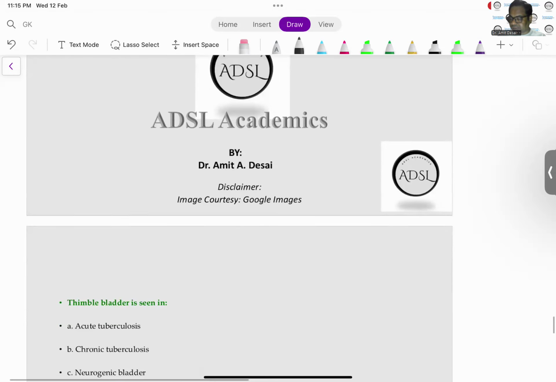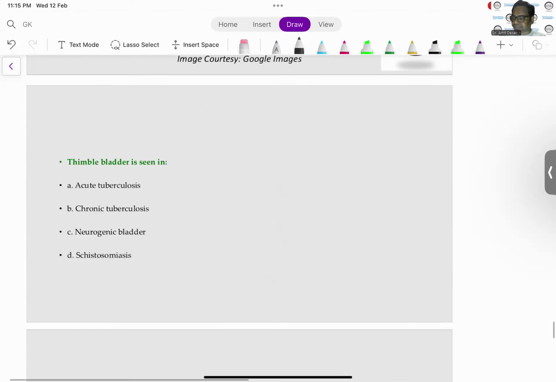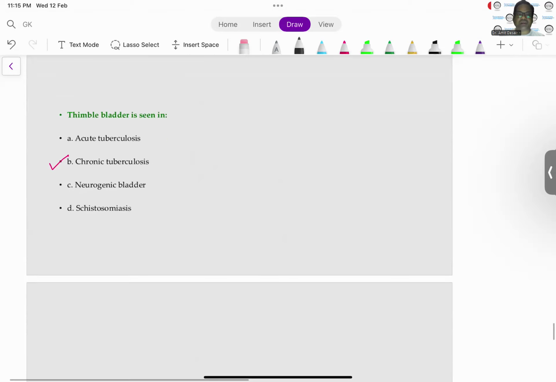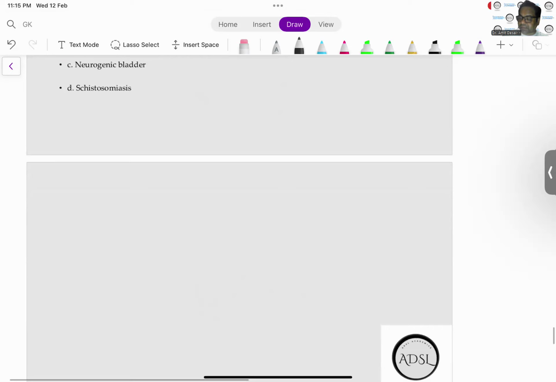So now the question is: thimble bladder is seen in? And what is the answer? The answer that is expected is chronic tuberculosis. Thimble bladder is seen in chronic tuberculosis. What happens? The shape of the bladder becomes contracted.